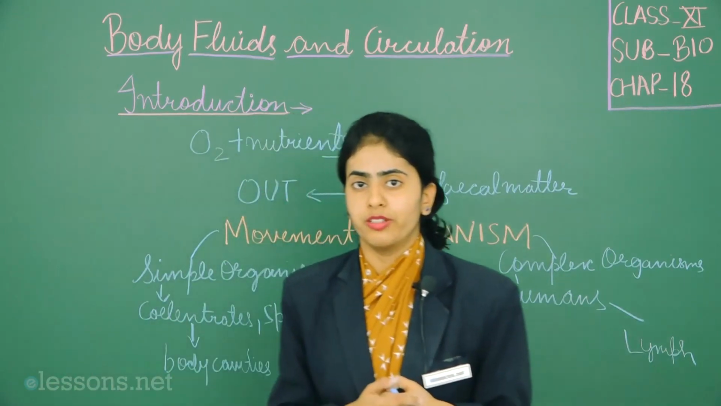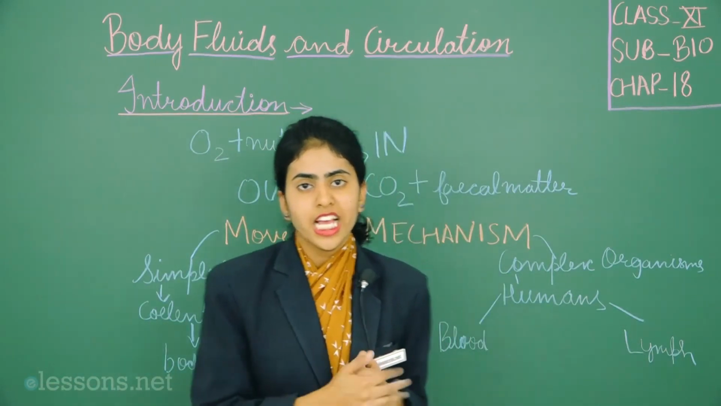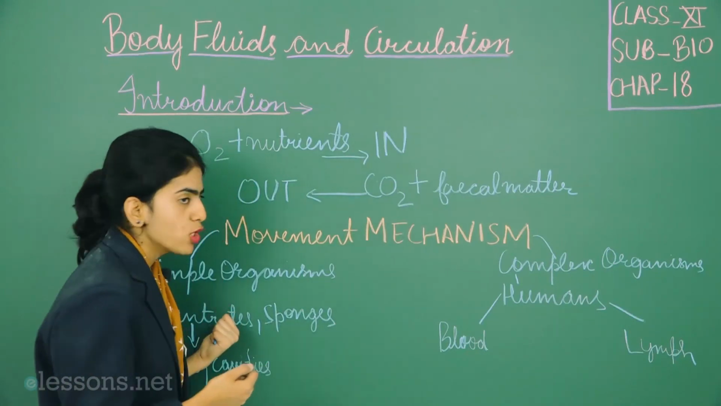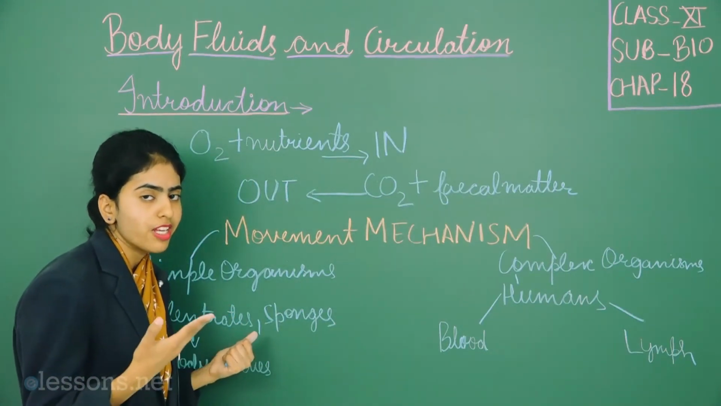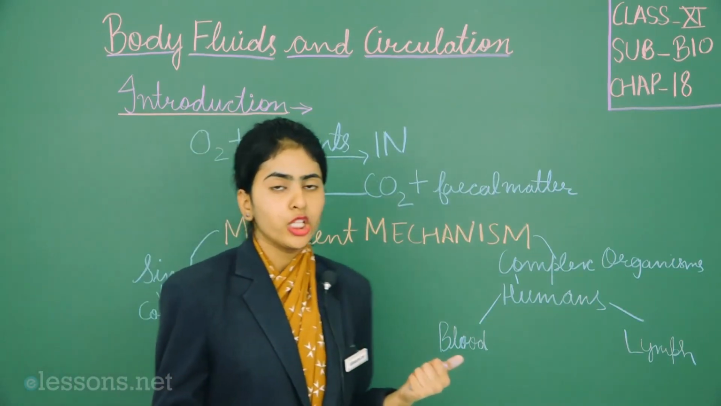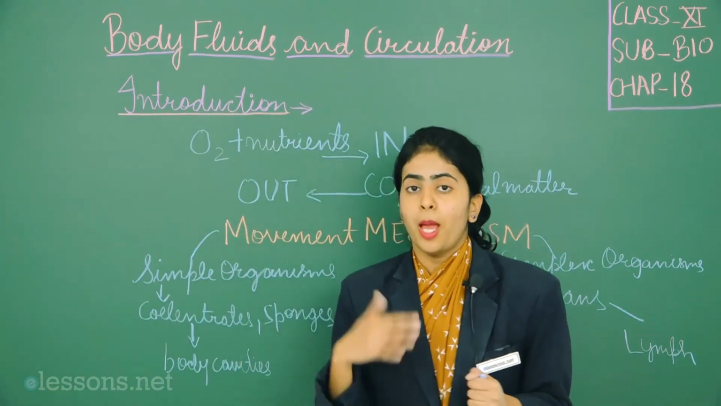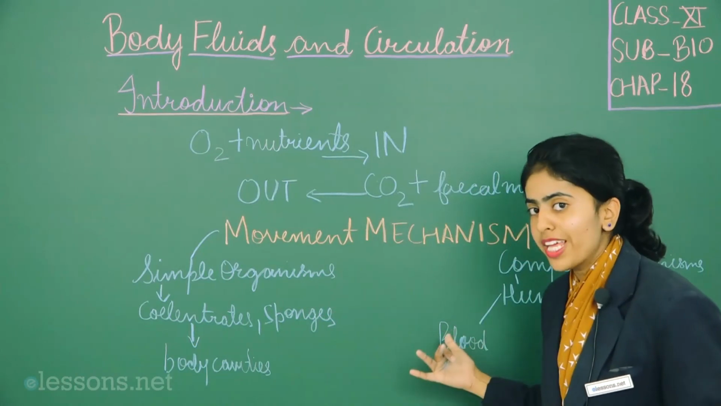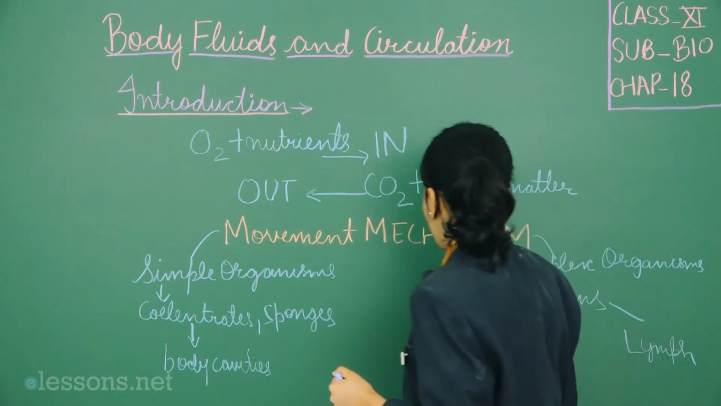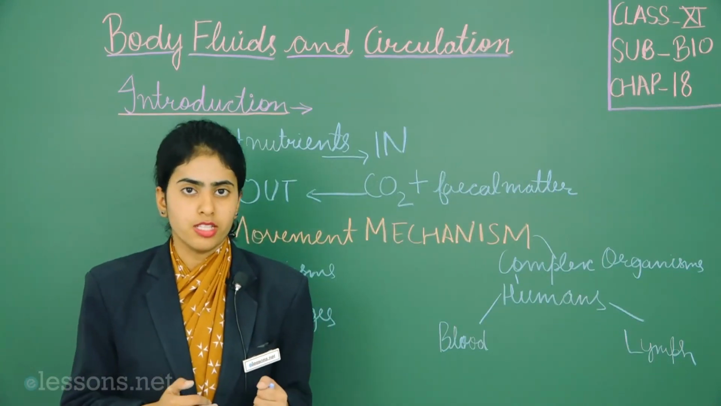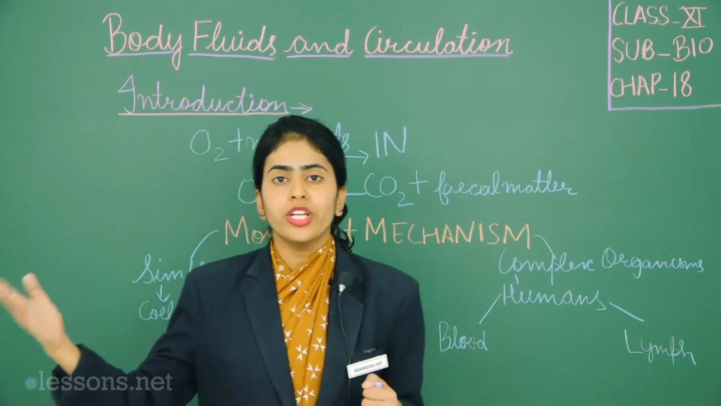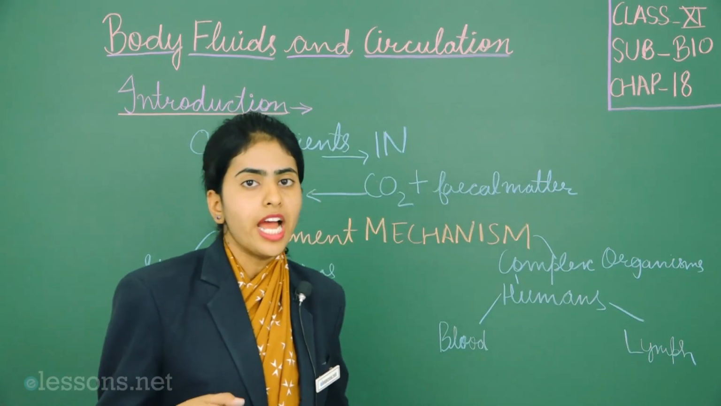Let's move further. So, what we saw is that in the simpler organisms, no special fluid is being used for the transportation of the substances. It is directly occurring through the body cavities only. But what happens in the complex organisms? Special fluid is used by the body to transport these substances. What is this special fluid? That is blood and lymph.